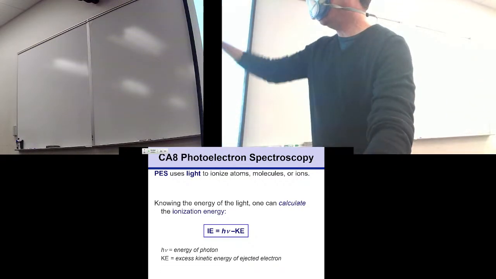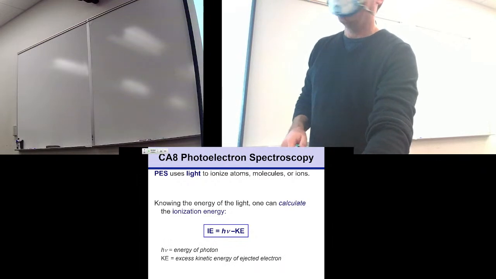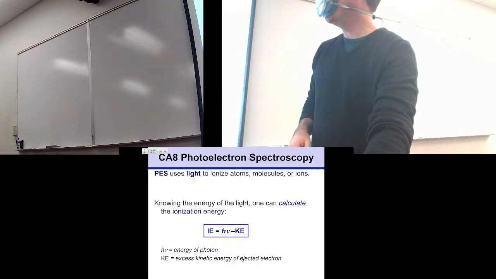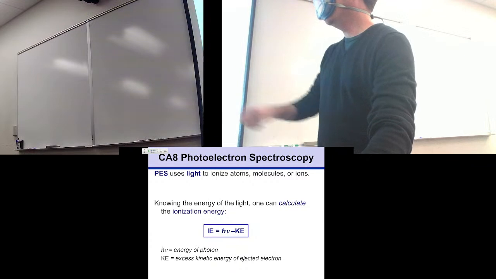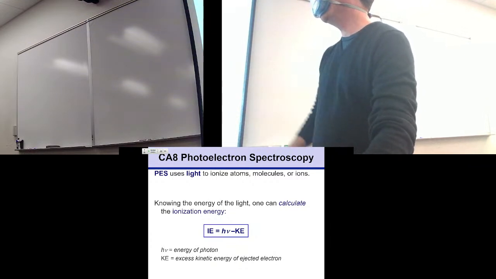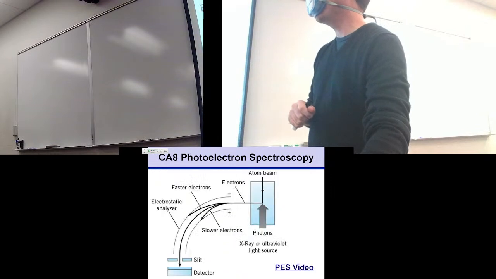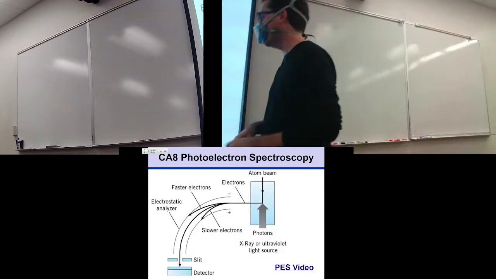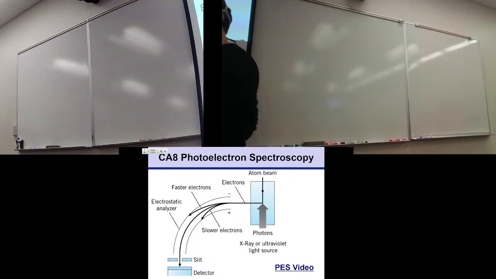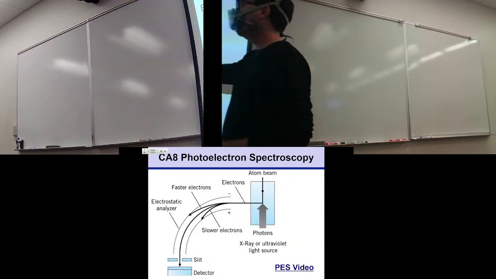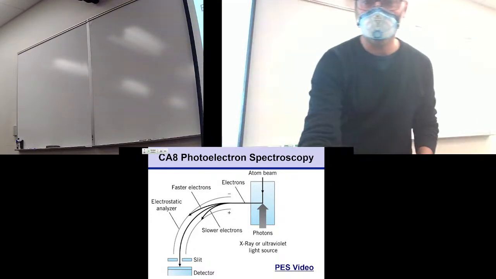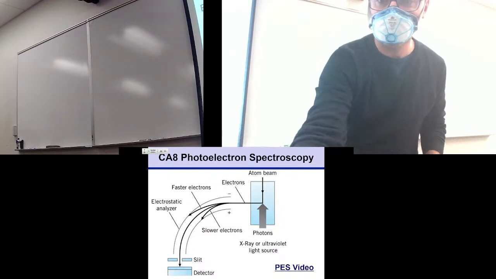So this is all happening in the computer. The computer generates your spectrum, and it plots ionization energy of that electron or whatever that it detected on the x-axis. Again, this is a basic how it works. Here, I might as well show you the video. You guys didn't see it last time.